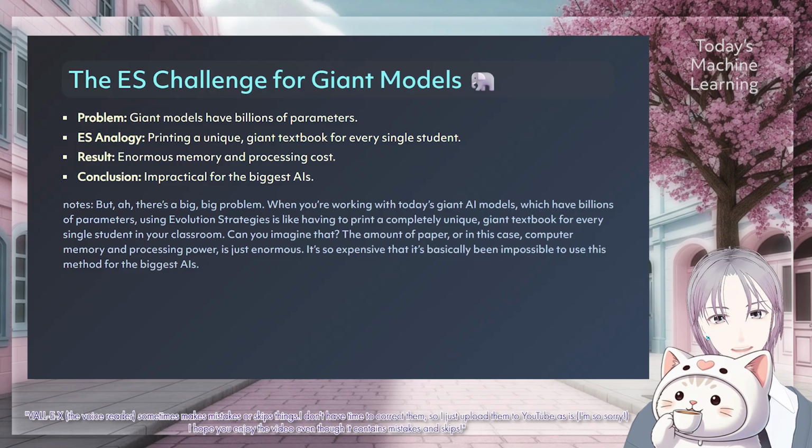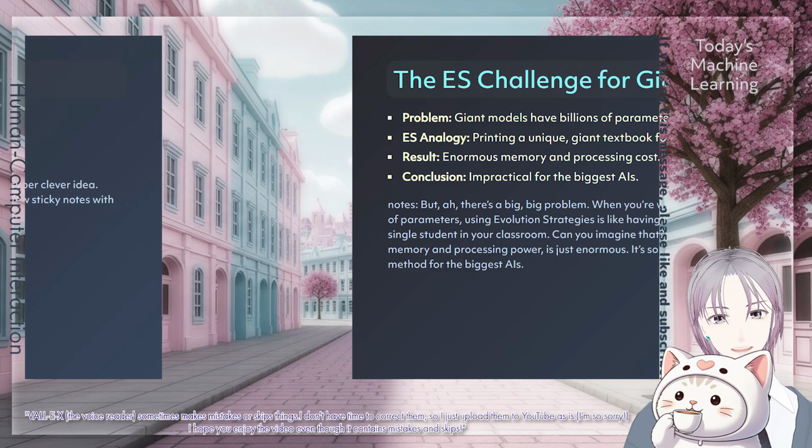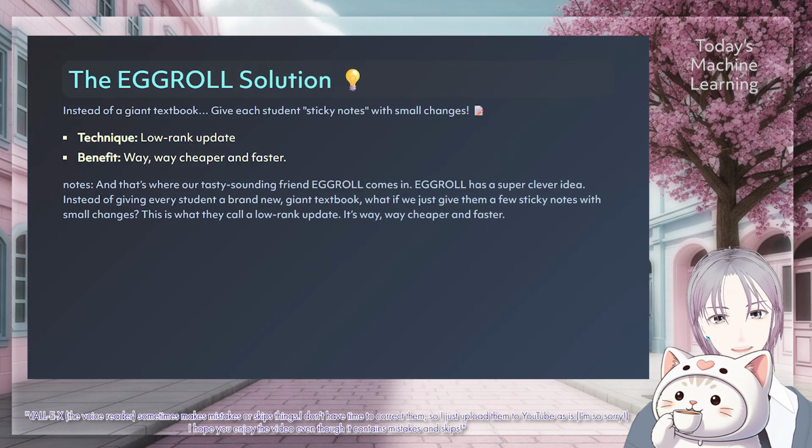But there's a big problem. When you're working with today's giant AI models, which have billions of parameters, using evolution strategies is like having to print a completely unique giant textbook for every single student in your classroom. Can you imagine that? The amount of paper, or in this case, computer memory and processing power, is just enormous. It's so expensive that it's basically been impossible to use this method for the biggest models. And that's where our tasty sounding friend EGGROLL comes in.